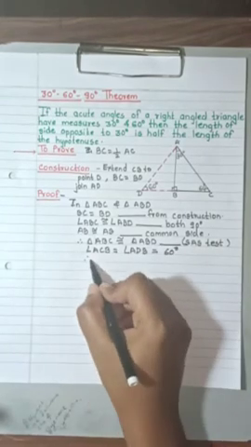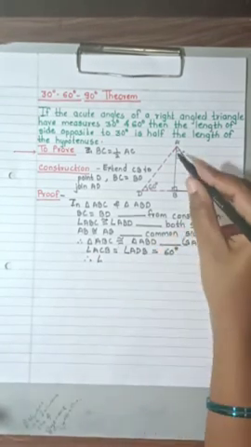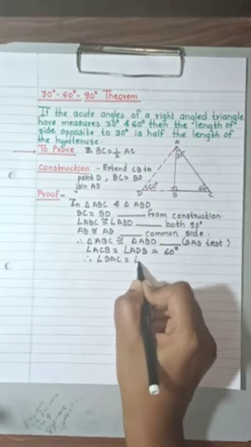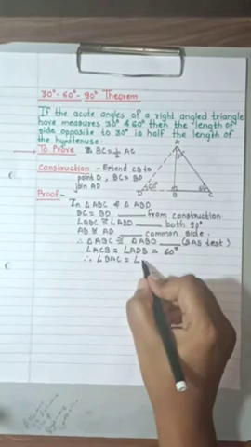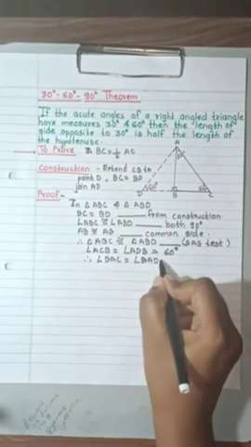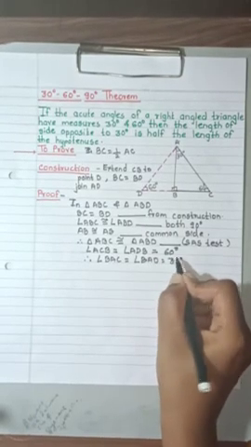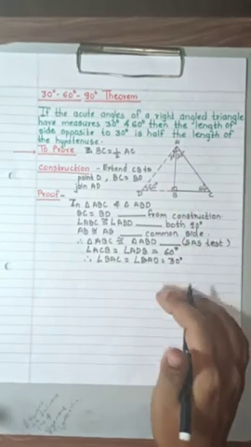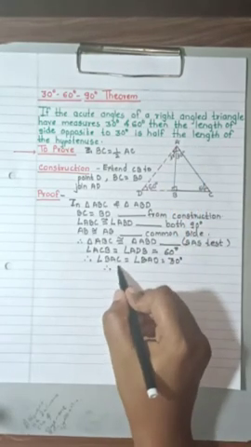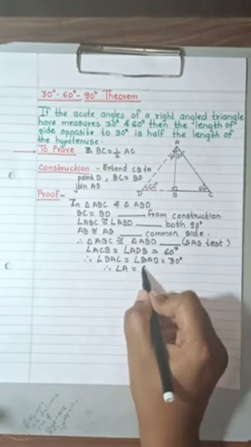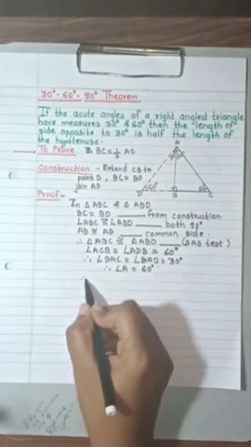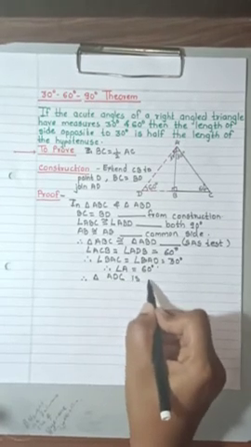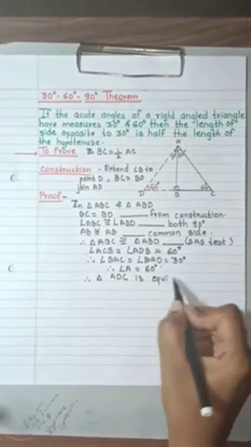Therefore you can say that angle BAC is equal to angle BAD is equal to 30 degrees. So this angle will also be 30 degrees. Okay, therefore you can say that angle A is equal to 60 degrees. Therefore triangle ADC is an equilateral triangle.